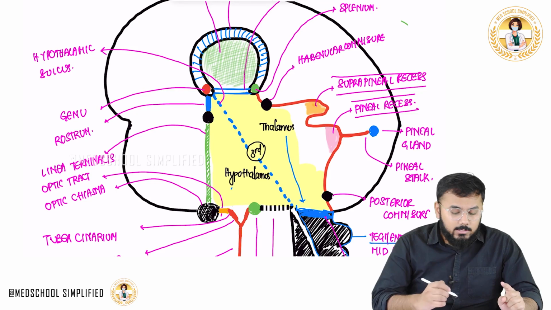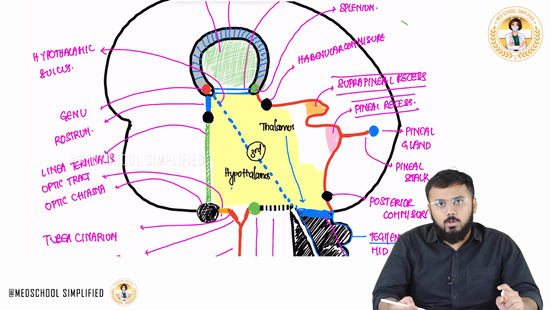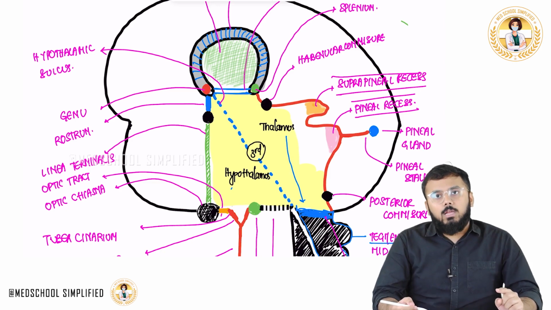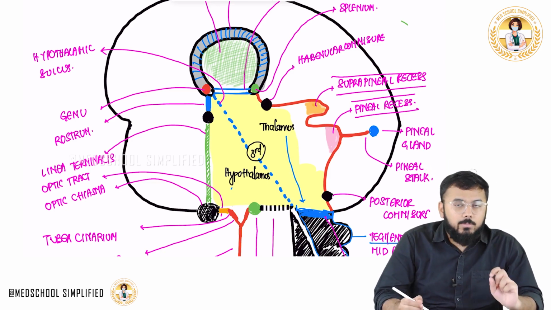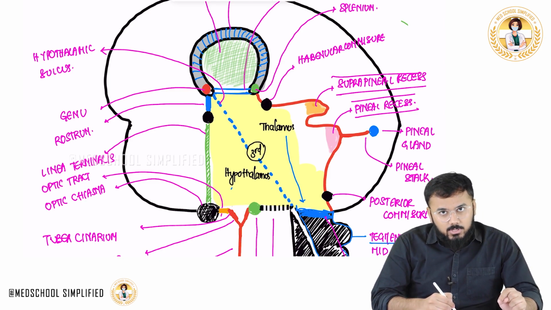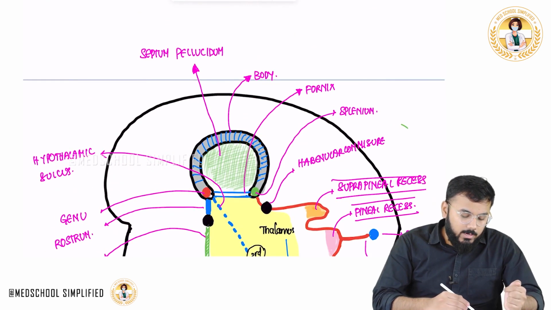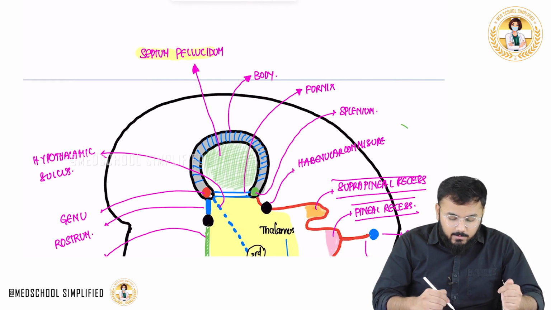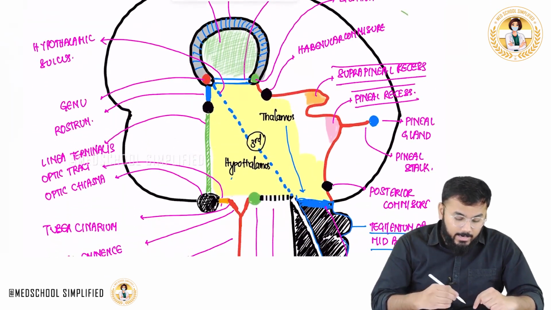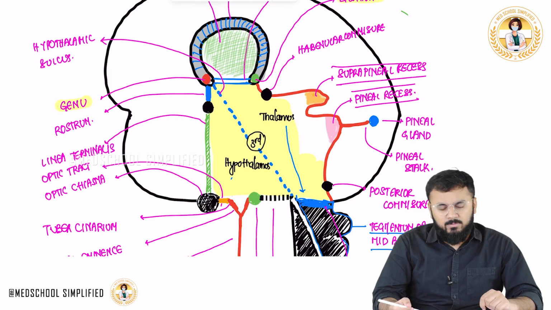Now here, where is the corpus callosum? This particular structure over here is called your corpus callosum. If I ask you what are the structures in relation with the corpus callosum, what will you tell? The structures in relation with the corpus callosum are, one, your septum pellucidum, another one is the fornix, right? And on right and left you have the genu on one side and the splenium on the other side.